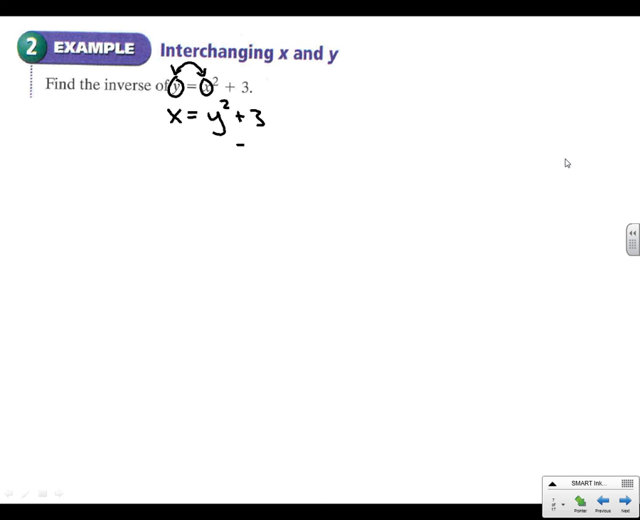So we're going to subtract 3. X minus 3 equals y squared. How do we get rid of a squared? We're going to square root both sides. So the square root of x minus 3 is equal to y. All right? That's the inverse of the original function, y equals x squared plus 3.